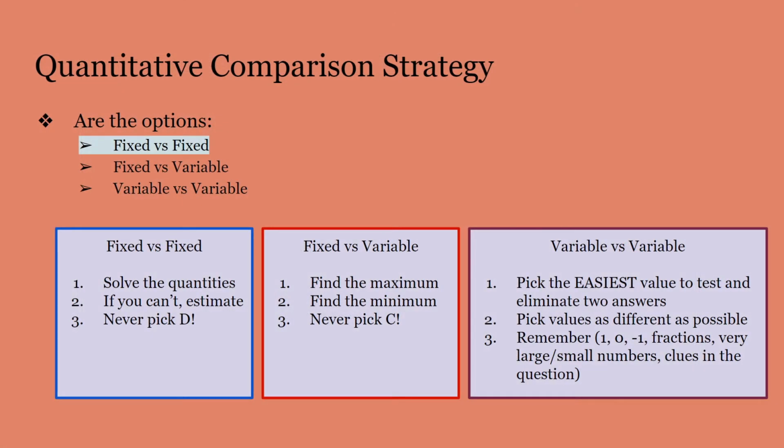With the two questions we saw first, both values were fixed. We were able to just evaluate them and indicate which one was greater. It isn't always going to be the case. Oftentimes with these questions, you'll run into variables with either one or both of the quantities, and I find that this is one of the easiest ways to break up quantitative comparisons and change your strategy depending on what you're looking at. So to begin with, let's take a look at the strategies when you're dealing with a fixed value versus another fixed value.